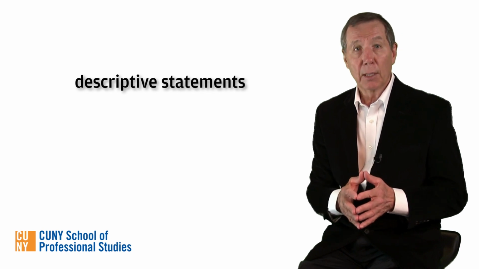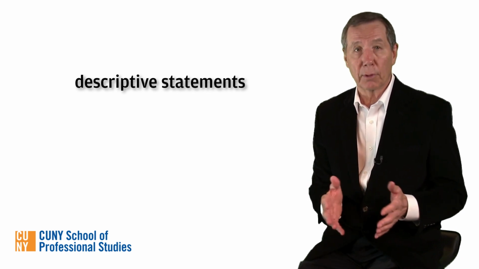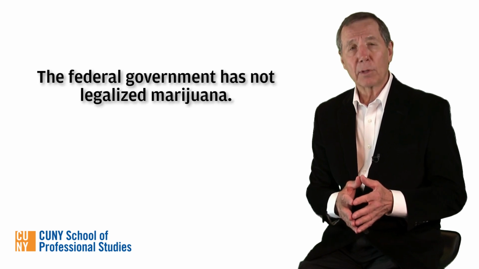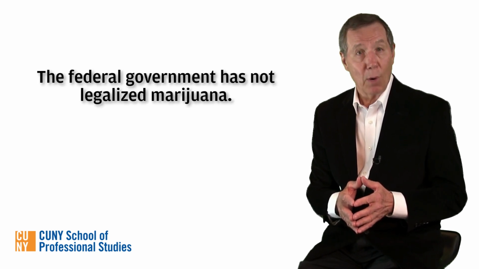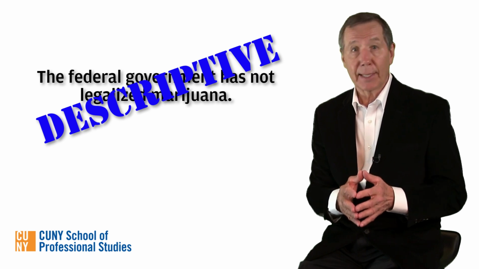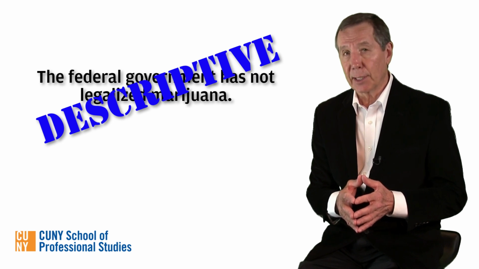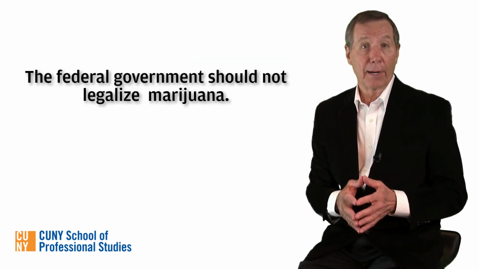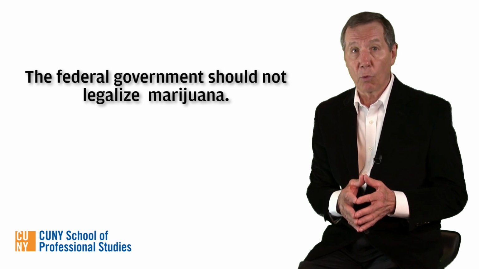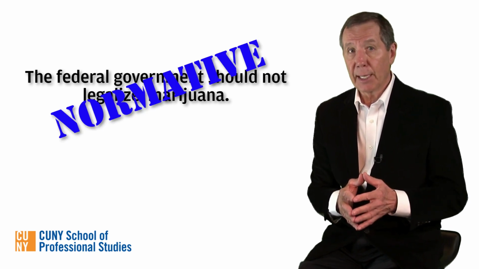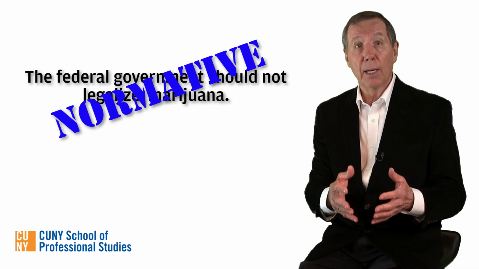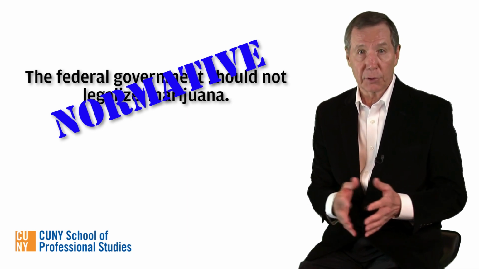Normative statements can be contrasted with descriptive statements, which are simply factual claims about what is true. For example, the federal government has not legalized marijuana is a descriptive statement. That is, it is simply a claim about what is in fact the case in the United States today. In contrast, the federal government should not legalize marijuana is a normative statement, since it is not a claim about what is true, but what ought to be true relative to some standard of evaluation. For example, the federal legal statutes governing marijuana possession.